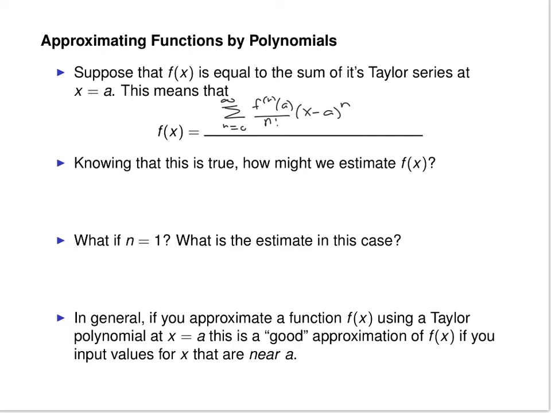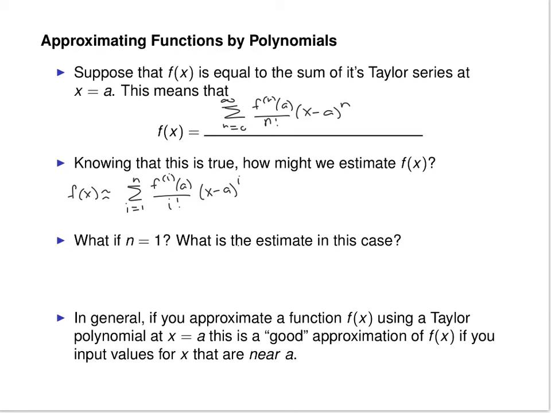And if we know that the function f of x is equal to this sum, how might we estimate the function? Well, one thing we could do is just take a partial sum. So we could say, well, f of x is going to be about equal to a sum from i equals 1 to n, ith derivative at a over i factorial, x minus a to the i.